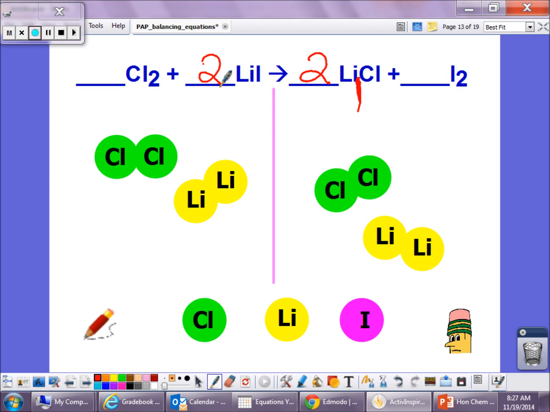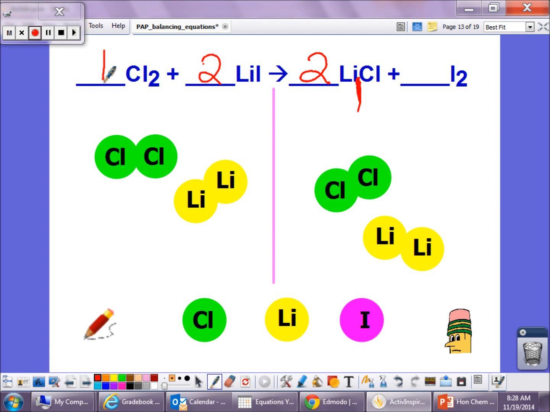Let me count again. I have 2 chlorine, 2 chlorine. I have 2 lithium, 2 lithium. I have 2 iodide, 2 iodide. My equation is balanced. When the coefficient is a 1, normally you do not write that 1. But on the quiz, you have blanks to fill out. Make sure you put that 1 in that blank.